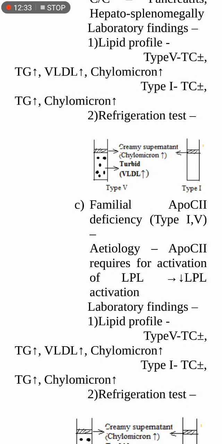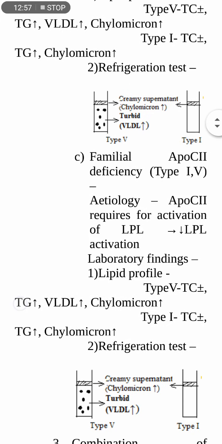Then the familial ApoC2 deficiency. The next cause of isolated hypertriglyceridemia is familial ApoC2 deficiency. Etiology is, ApoC2 is required for the activation of LPL. So the LPL activation will decrease. So the TG present within the chylomicron and the VLDL will increase.